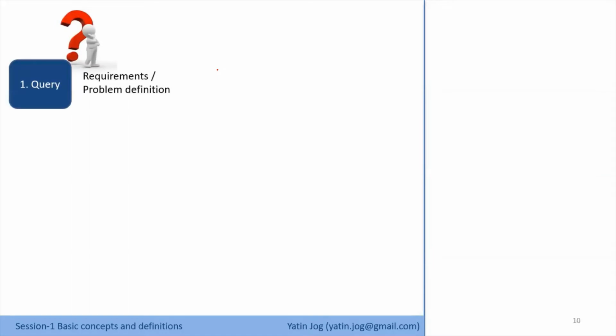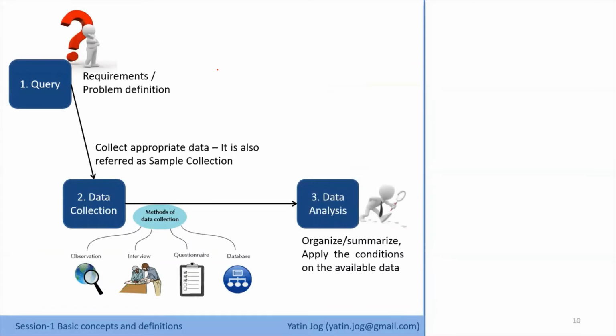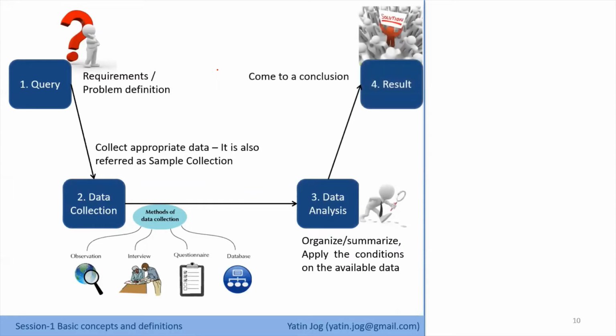First step is problem definition, specifying the requirements. Second is collecting appropriate data, which is also called data collection or sample collection. Based on data collection, whatever data you have, then data analysis: organize, summarize, apply the conditions on the available data, and come to the conclusion, present the results, data visualization. So this is the simple 4-step method for how to do analysis.